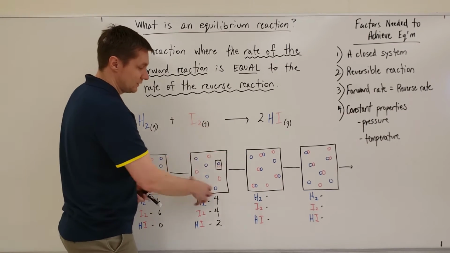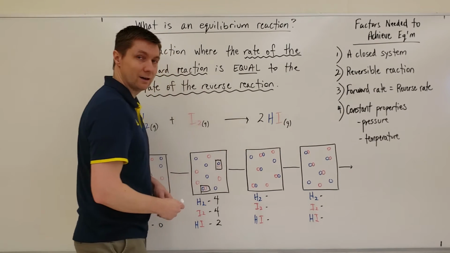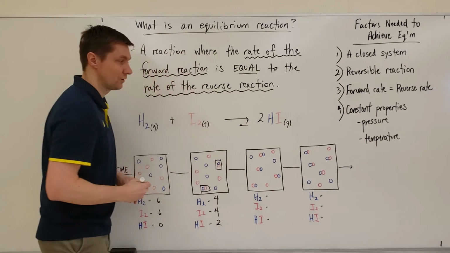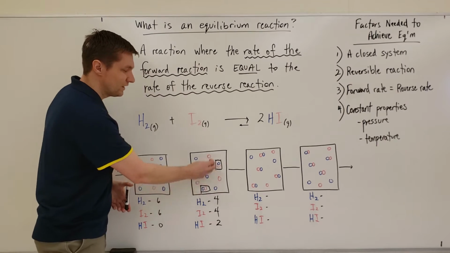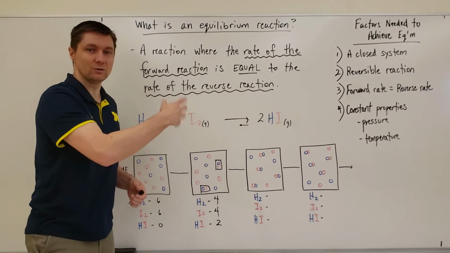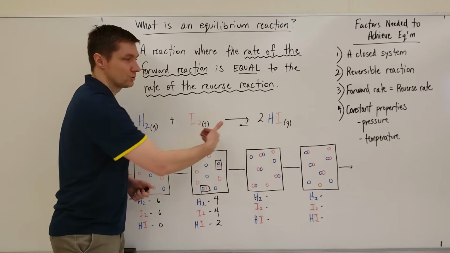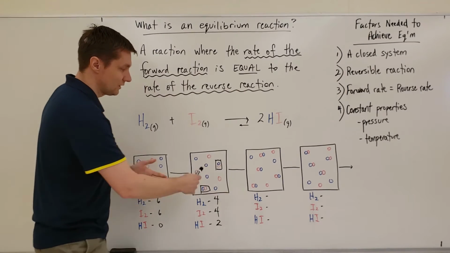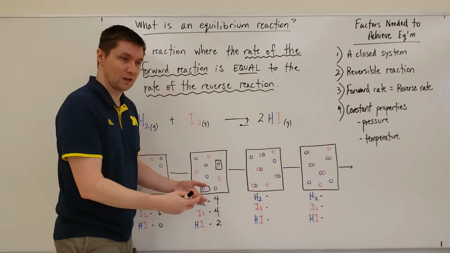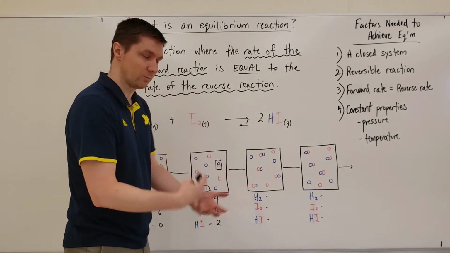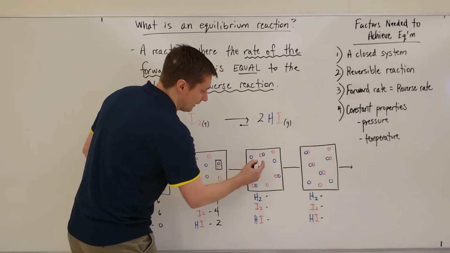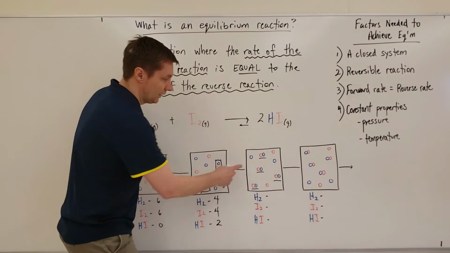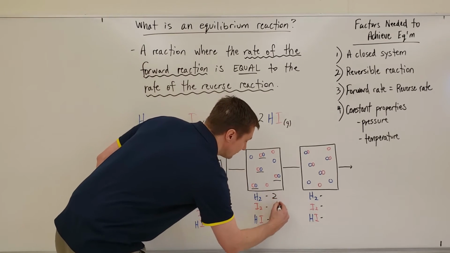Now, because in this container there are now hydrogen iodide molecules, the reverse reaction is going to start to go. But because there's only a few, the forward reaction is still going to be occurring at a faster rate than the reverse reaction. And so equilibrium has not yet been established. And so if I go to the next place in time, same container, but the reaction has had a little bit more time to progress, you can see that now I've got 4 hydrogen iodide molecules and just 2 hydrogens and 2 iodines.